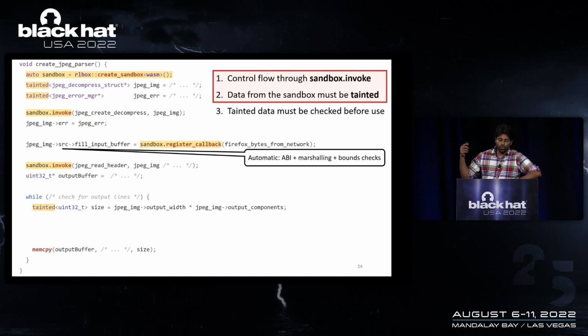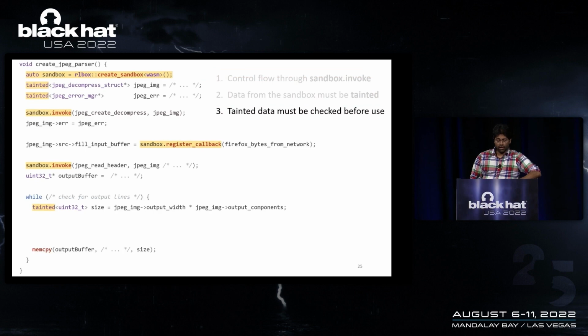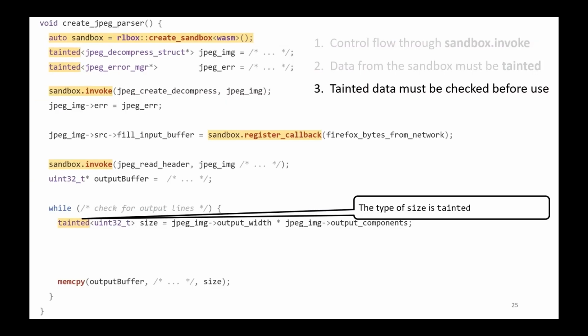And so now that we're done with these first 2 principles, let's focus in on the 3rd bit, which is tainted data must be checked. So if we look at that principle, we'll see that this variable size at the bottom is tainted. And the reason it's tainted is it's computing the number of pixels the image would have based on JPEG image metadata, which itself comes from libjpeg. So it makes sense. It should be tainted. And size is being used, again, in a memcopy later on. So we need to validate it.